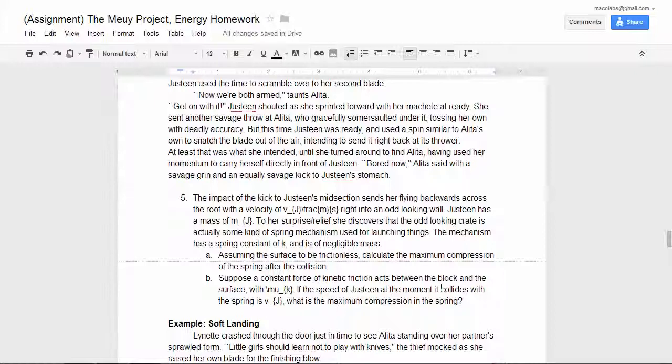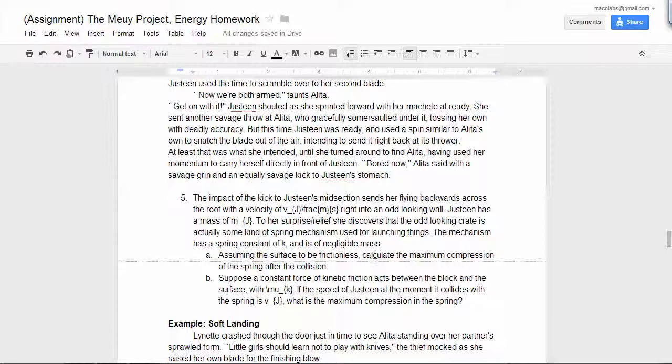roof with a velocity VJ, measured in meters per second. Obviously, it's VJ because it's the velocity of Justine. Right into an odd-looking wall. Justine has a mass MJ. To her surprise and relief, she discovers that the odd-looking wall is a crate. The odd-looking crate, that's on the wall, is actually some kind of spring mechanism used for launching things. The spring has a spring constant of K and of negligible mass.